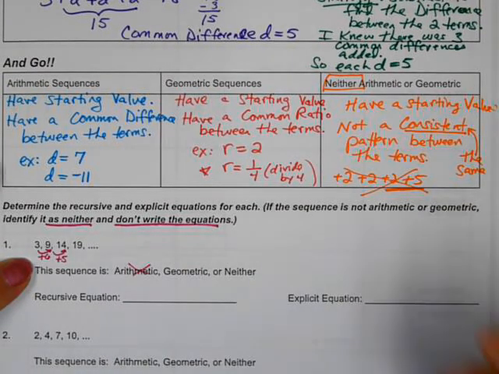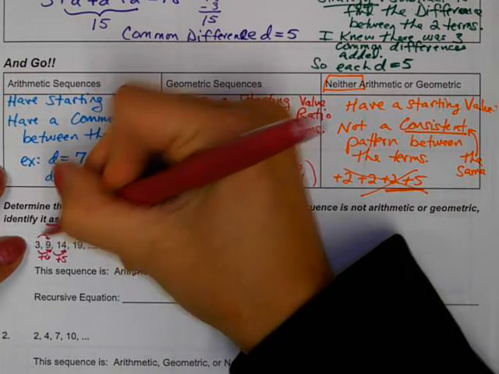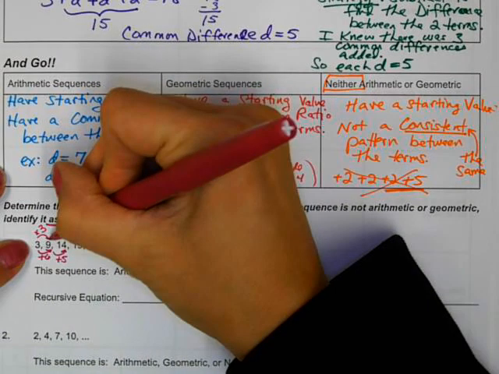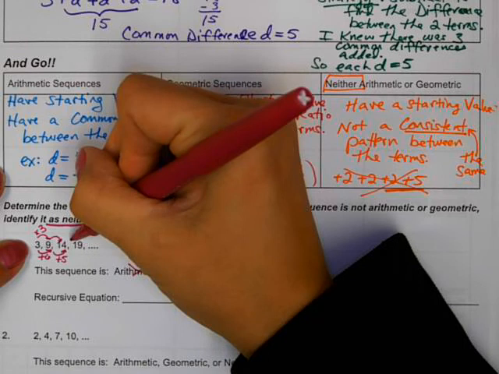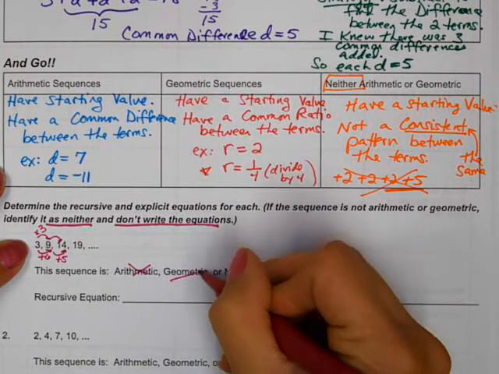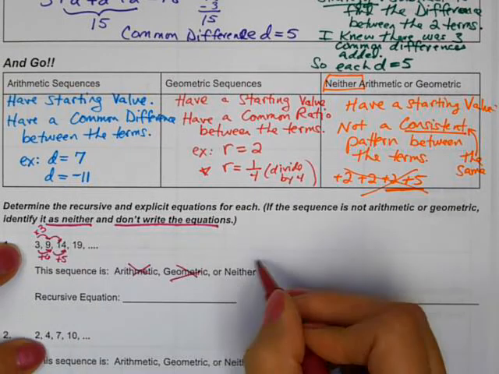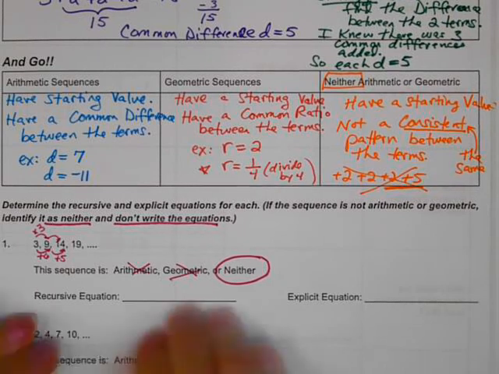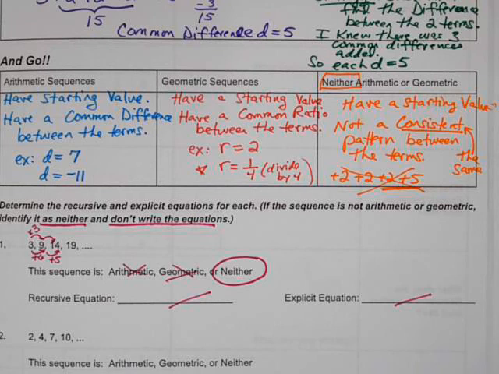Oh, maybe it's geometric. Let's see, 3 times 3 is 9. Is 9 times 3 14? No, so it's not geometric either. So this is a nice list of numbers, but it is neither arithmetic nor geometric. So I cannot write equations for something that's not a consistent pattern.